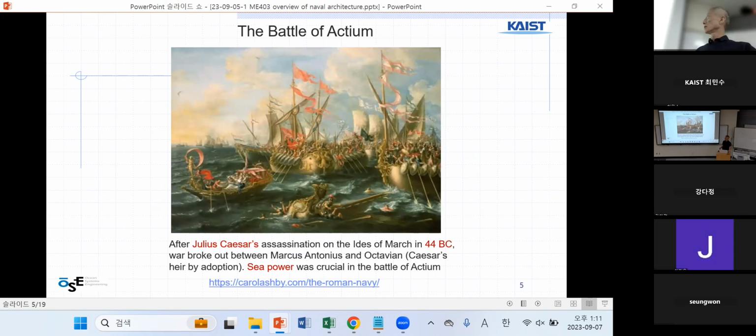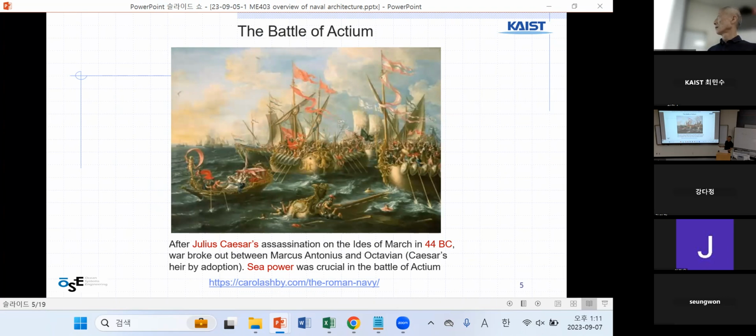This is about the Battle of Actium. You know about the Julius Caesar assassination in 44 BC. BC means before Christ. So it's a long time ago, more than 2,000 years ago. War broke out between Antonius and Octavian. Octavian is Caesar's heir by adoption because Caesar was assassinated. Sea power was crucial in the Battle of Actium.